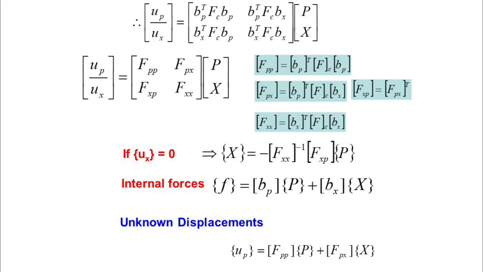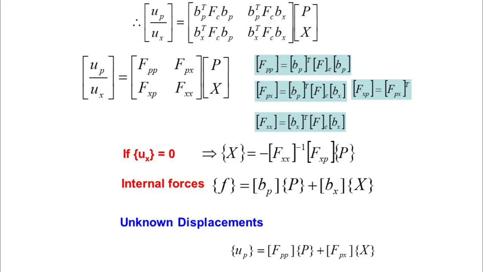So we can start with the second set of equations, that is involving UX, because these are the prescribed displacements. If they are 0, then our job is very simplified, and X is simply given by the expression minus FXX inverse into FXP into P. If UX is not equal to 0 but has a fixed value, then all we have to do is write the second equation again and derive it with the condition that UX is not equal to 0. So that is a homework for us.